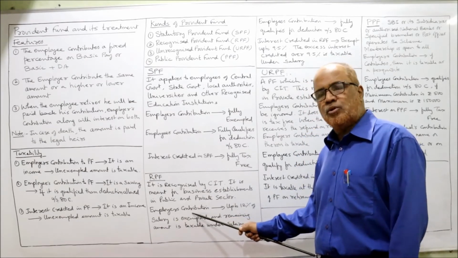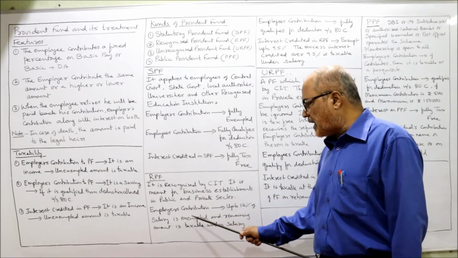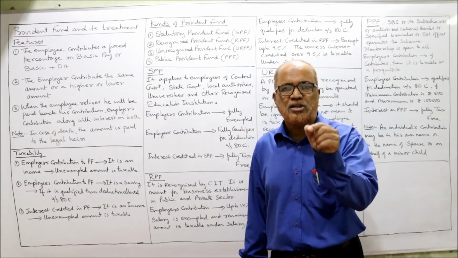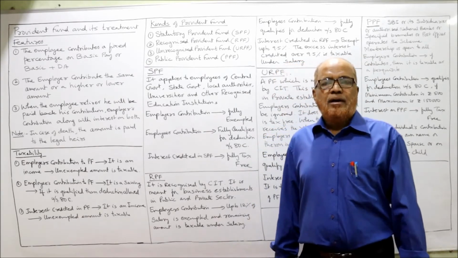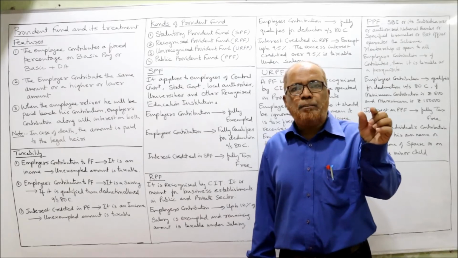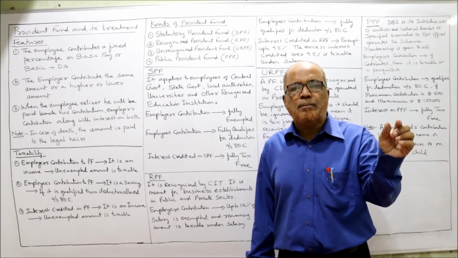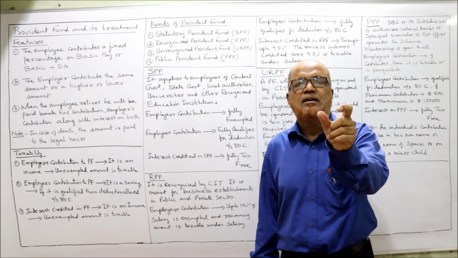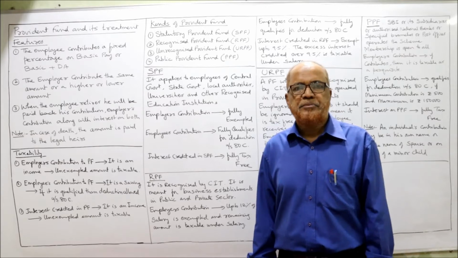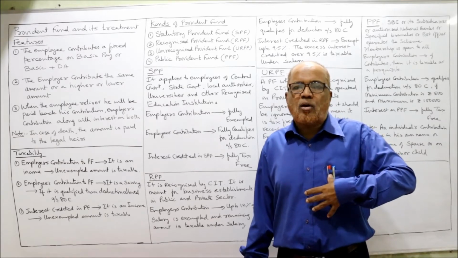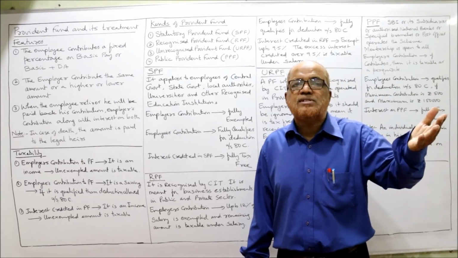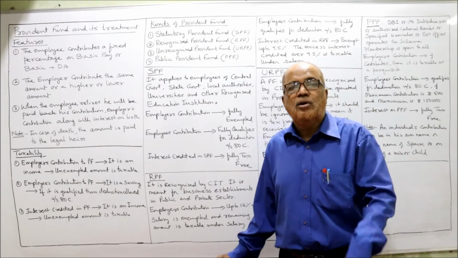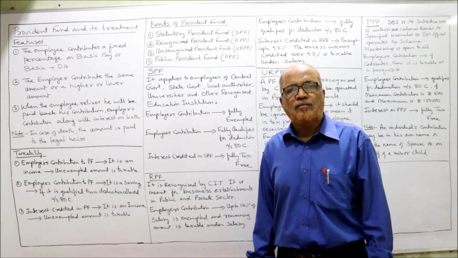Now, employer's contribution. Up to 12% of salary is exempted and the remaining amount is taxable under salary. Very important, remember this. Employer's contribution to RPF: the Income Tax Act says if the contribution is up to 12% of salary, then it is not taxable. It is exempted. If the employer contributes more than 12% of salary, the excess amount is taxable under the head salary of the employee.